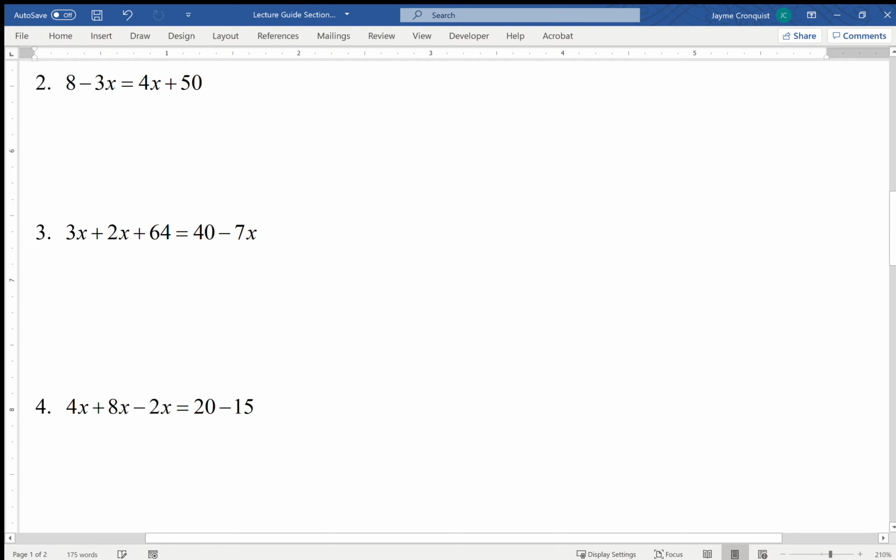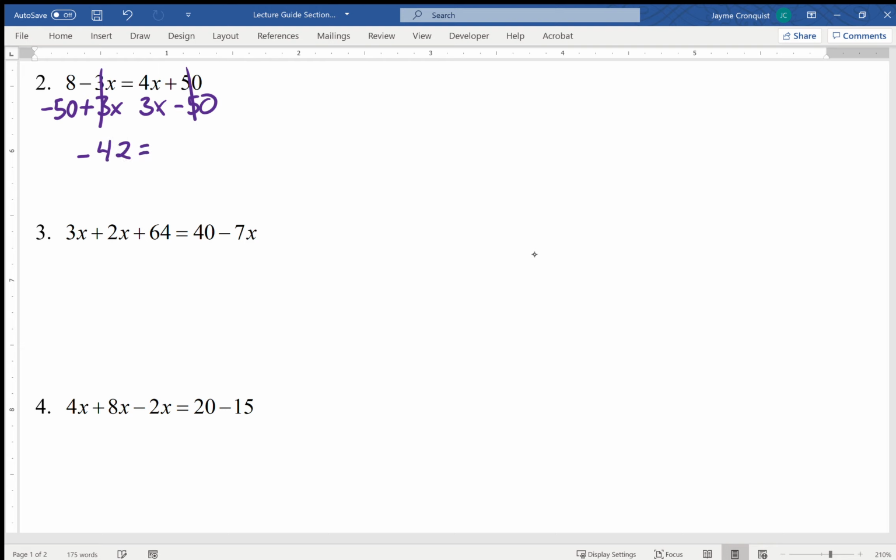All right. Let's see. We're going to stick with the positive x's, so I'm going to add 3x to both sides. That adds to 0, which means I've got to move the 50 over. Okay, so this is going to add to 0. Now when I do this math, negative 50 plus 8 is the same as 8 minus 50, so that's going to be negative 42. 4x plus 3x is 7x.